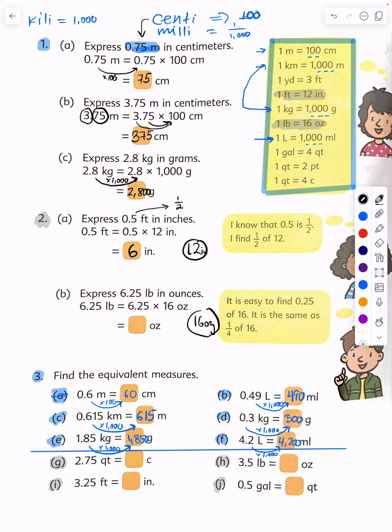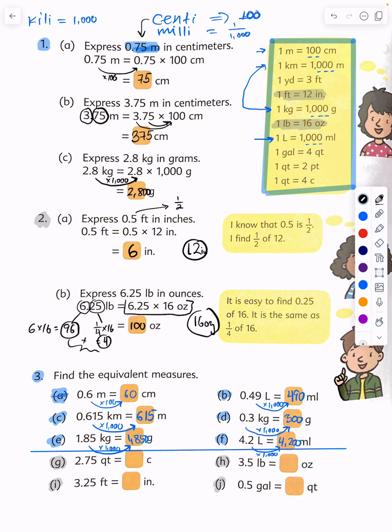Next, express 6.25 pounds into ounces. Again, we're dealing with a combination of a whole number of pounds. We have 6 pounds, and we have, let's look at it as a simple fraction, 1/4 of a pound. So let's first convert the whole pounds. So we can do mental math. 6 times 16, and I hope you know that it is 96 ounces, and 1/4 of a pound, 1/4 of 16, is only 4 ounces, and we have a beautiful round number. We add these two parts together, and we have 100 ounces.